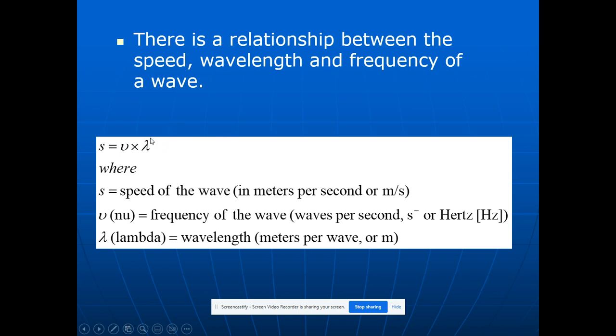Once again, lambda here represents the wavelength of a wave. Nu here represents the frequency of the wave. If you take nu and multiply by lambda, you will get the speed of the wave. Nu times lambda is equal to S, or S, the speed of the wave, is equal to nu times lambda. And if you have any two of these three variables, you can solve for the third.